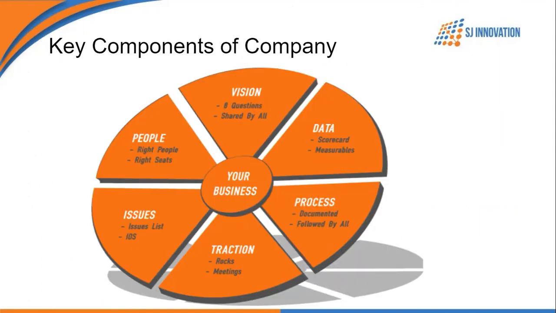Every company, or every organization, has six key components based on which it works. Now I'll start with issues, process, and traction. The remaining three I will take a little later, because there are slides prepared for them. These three, issues, process, and traction, I will not be covering in detail in this PDC, because it's not possible in the given time frame.